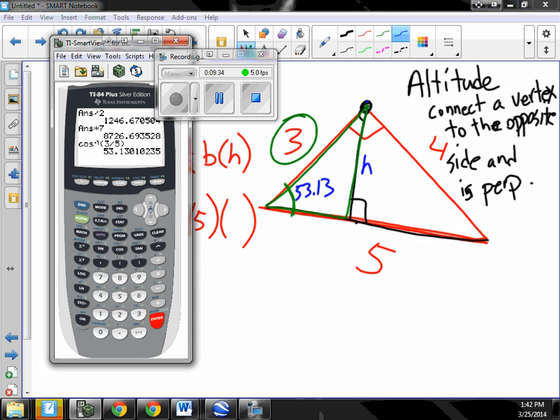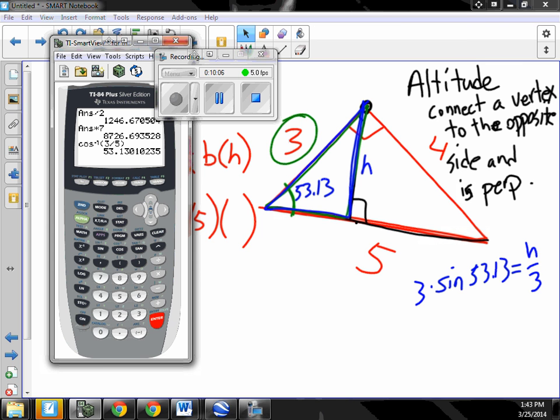If I focus in again on the little triangle, h is what side in comparison to 53.13? It's the opposite, and 3 is the hypotenuse, so I'm going to use sine. Sine of 53.13 is equal to h over 3. So h is 3 sine of 53.13.